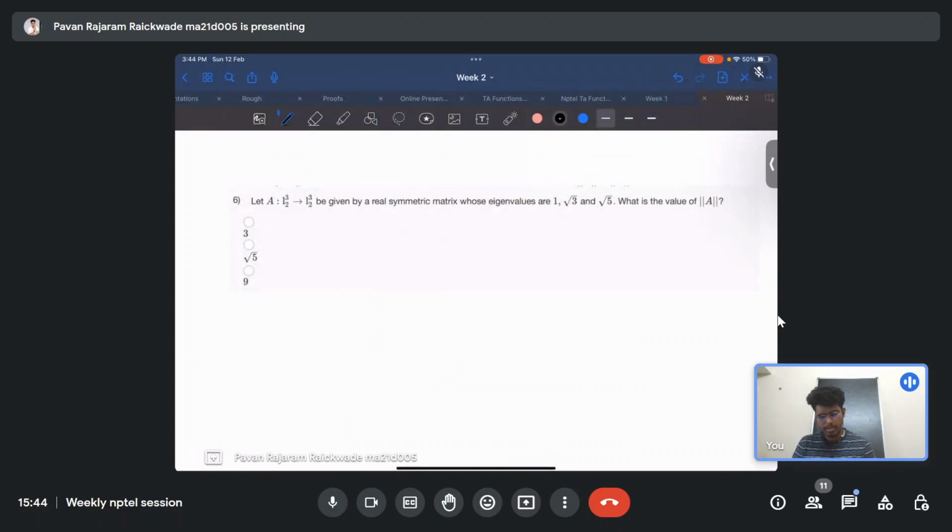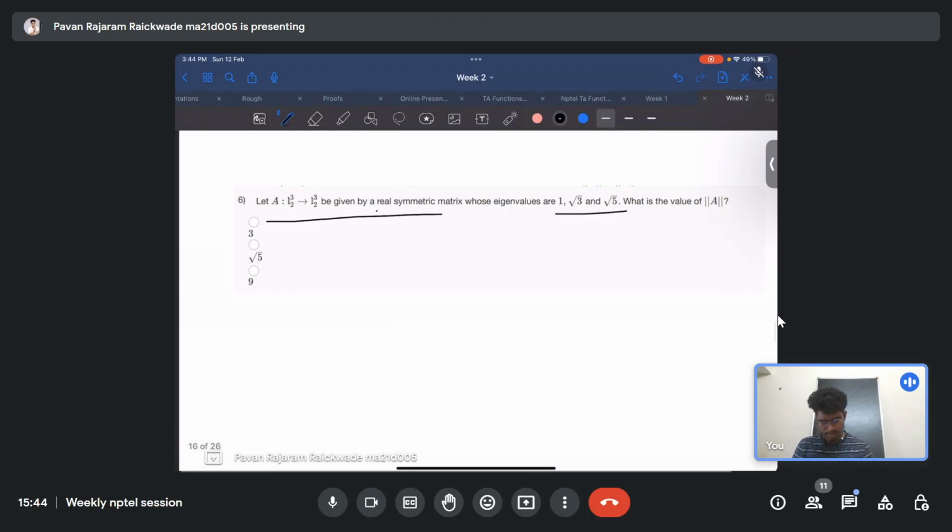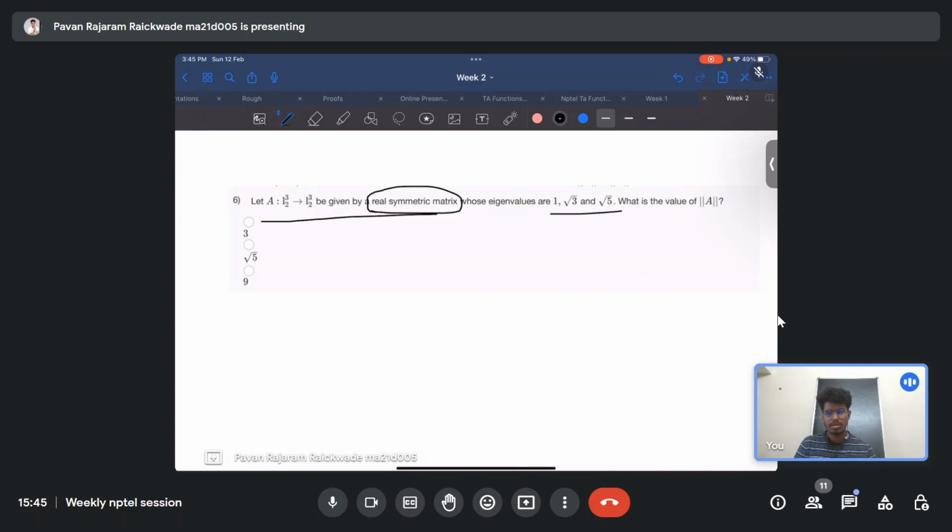Next, question number 6, the immediate use of the remark I mentioned before. A is a mapping from R3 with 2-norm to R3 with 2-norm, given by a real symmetric matrix with eigenvalues 1, root 3, root 5. What is the value of norm A? We don't know any matrix here, we just know the eigenvalues. But the additional condition we know is that the matrix is real symmetric. How can we use this? Any clue?